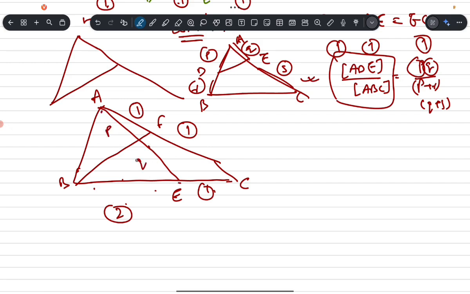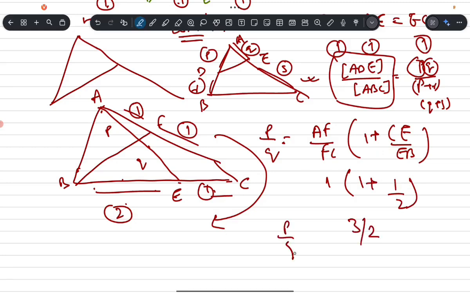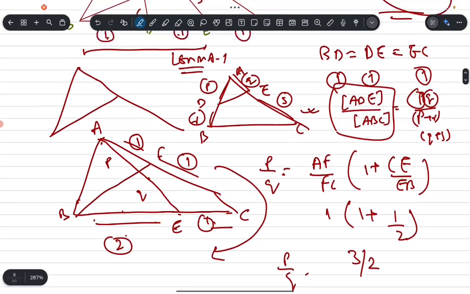PQ. So P by Q is going to be what? We'll start from this side, we'll move here. It's going to be AF by FC into 1 plus CE by EB. AF by FC, CE by EB. Yes? What is AF? That is 1 by 1. AF by FC, that's 1. So 1 into 1 plus, what is CE? CE is 1 by 2. So that is going to be 3 by 2.